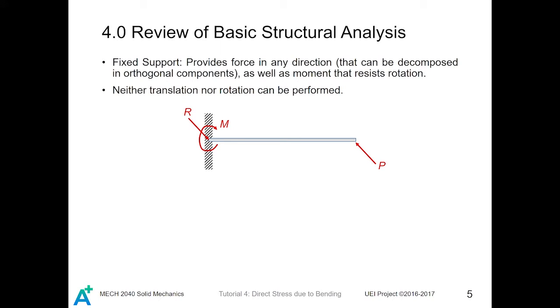For a fixed support, different from a pin, a pin only provides an arbitrary force which can be decomposed into orthogonal components. But apart from the arbitrary force, the fixed end also provides a moment which prevents this bar from rotation. So still remember that for a pin, the bar will be able to rotate freely about it. But for the fixed end, the bar is completely fixed and no rotation is allowed to be performed, as well as the translation, of course.